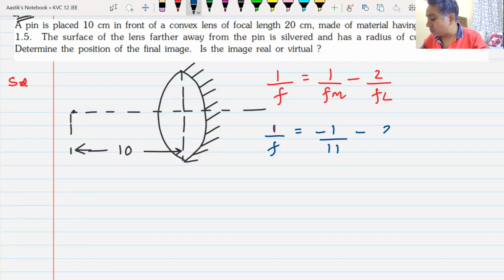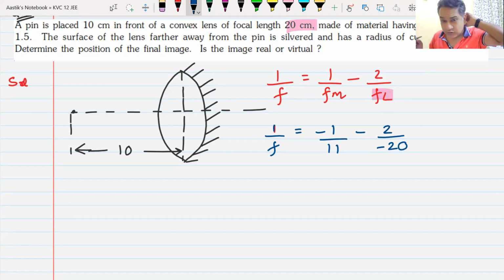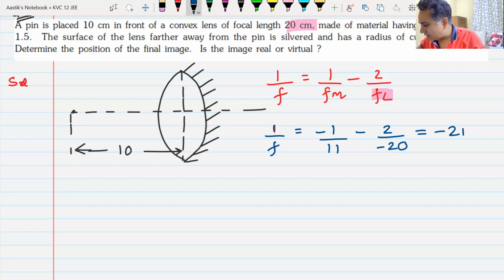Minus 11. Minus 2 by, what is the focal length of the lens? It is already given as 20, yes or no? Minus 20. From here, I can get the focal length of the mirror. You don't have to find it out in decimals. You can use fractions, because fractions are good. Why do I find out focal length? I will just find out 1 by f, because I need 1 by f only. So I think I will get 1 by f as how much? Minus 210 by 11.